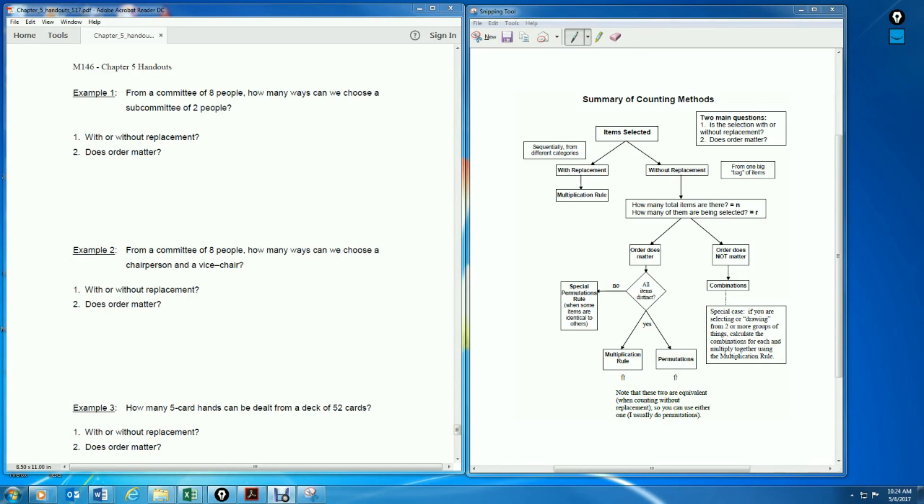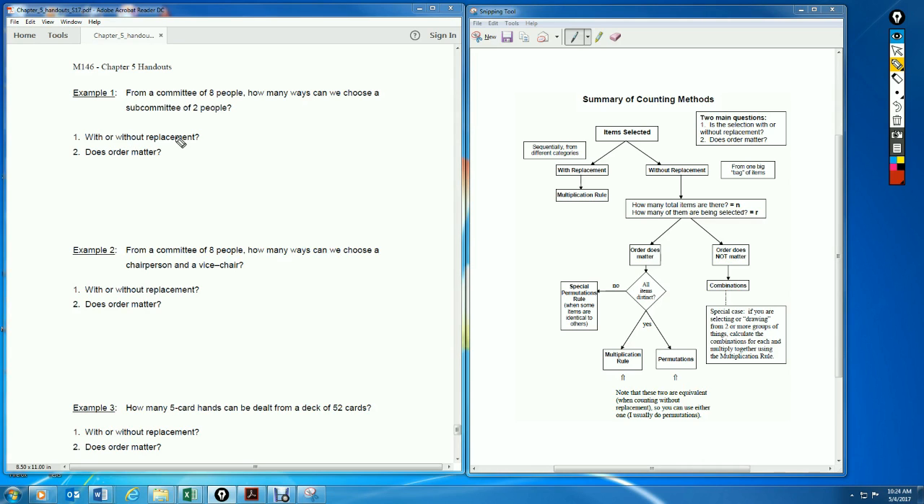All right, so I want to just pick up where I left off today on, I think it's page 44 with these example problems. And when you're doing these problems, you might want to refer also to the flowchart, the summary of the counting methods that we went through briefly today. So, example 1, from a committee of 8 people, how many ways can we choose a subcommittee of 2 people?